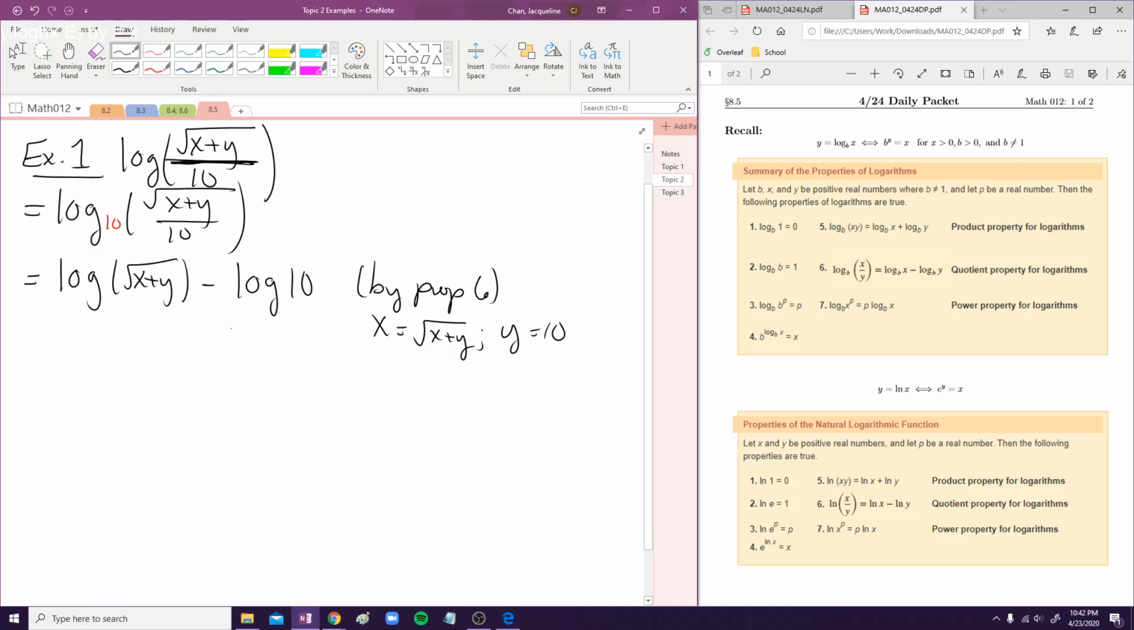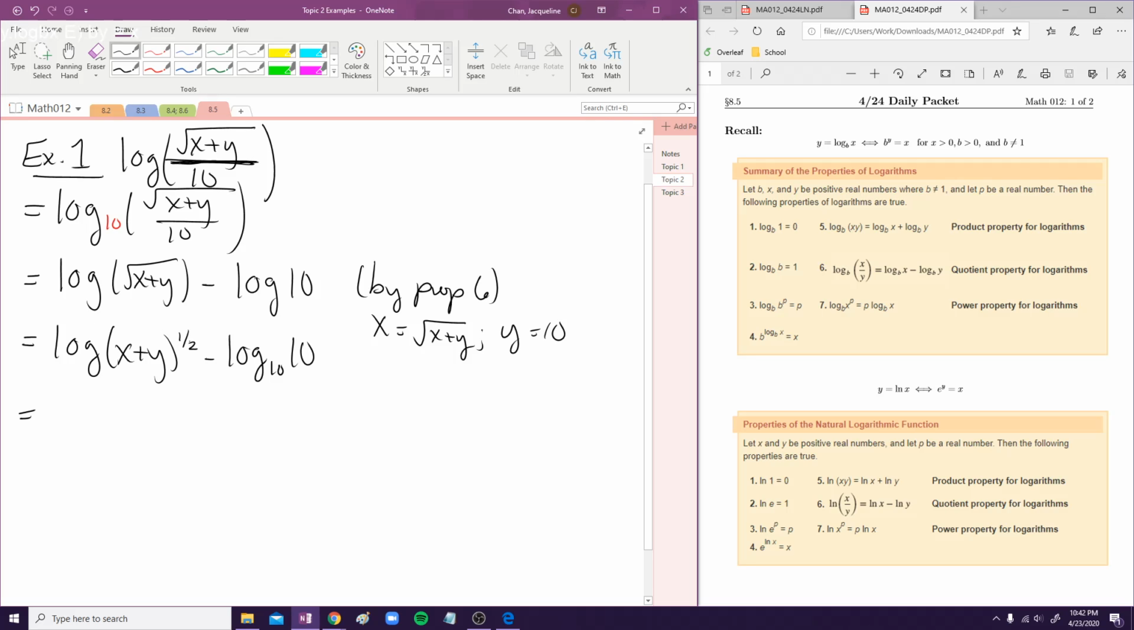Now what am I going to do? Since I have a square root here, we know that square roots can always be turned into an exponential. So this can be log of x plus y to the 1/2. And then over here, I notice a 10, so let's just put 10, so it's a little more clear to see.